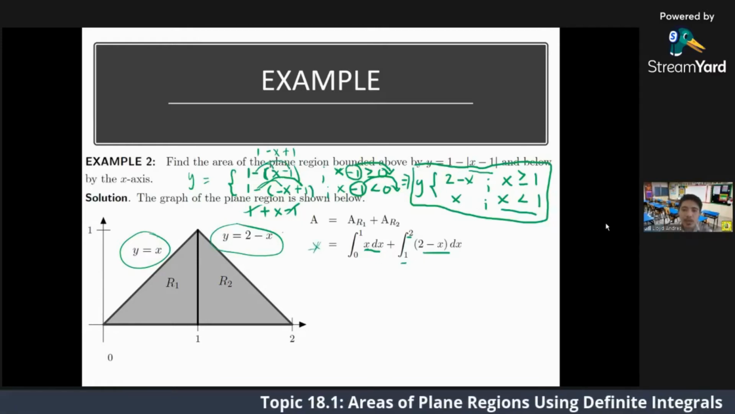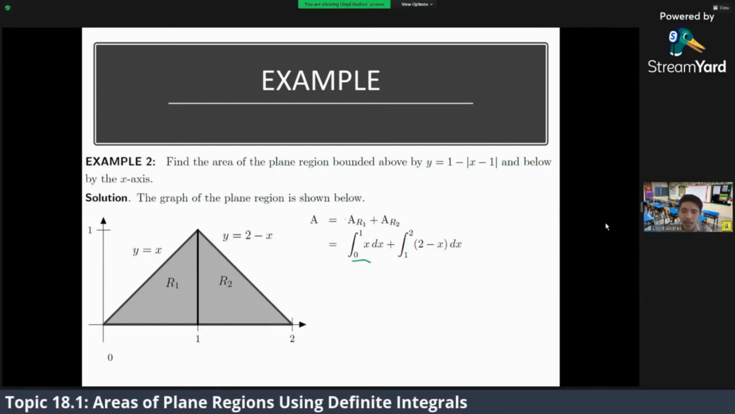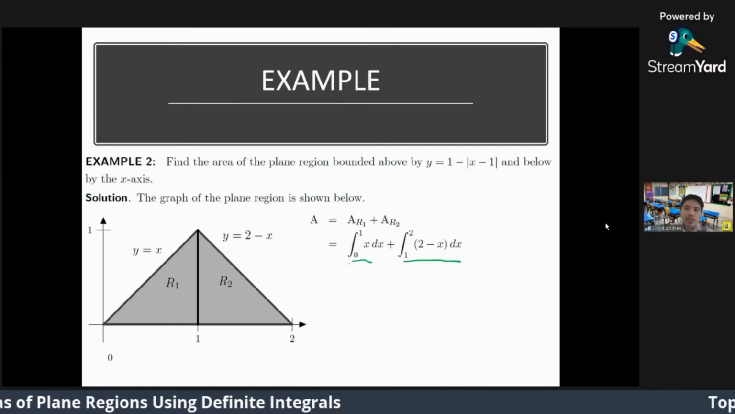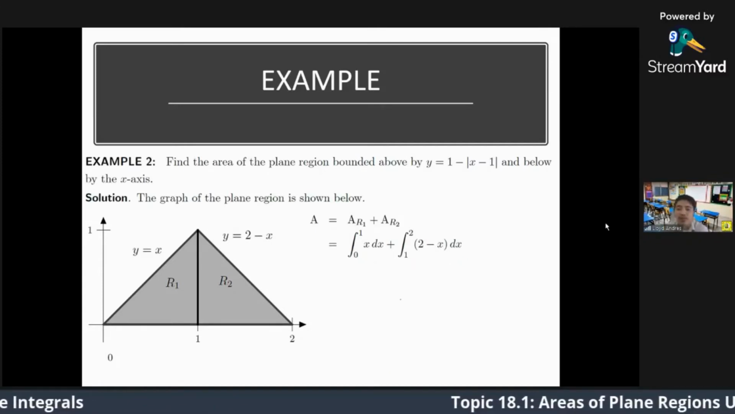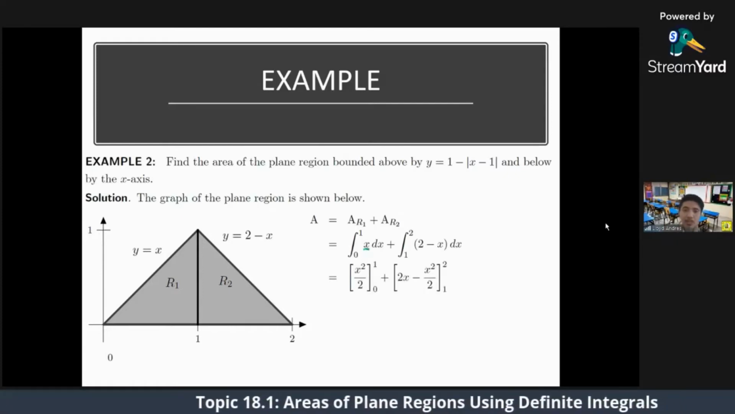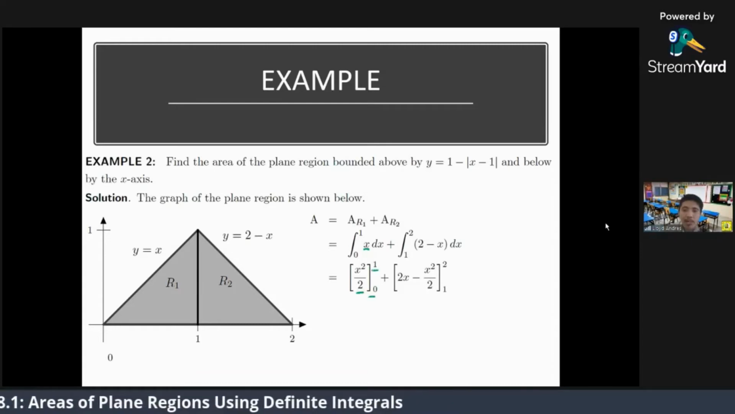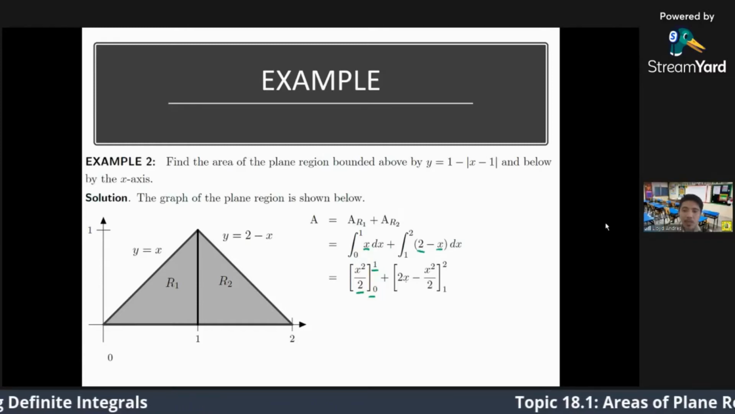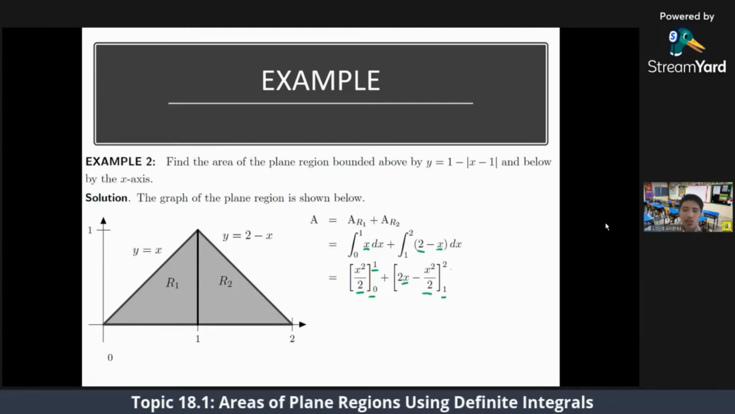Since we now have integrals, we can solve the integrals using the fundamental theorem of calculus. Integrating x becomes x squared over 2, with limits from 0 to 1, plus integrating 2 minus x, which becomes 2x minus x squared over 2, this time with limits from 1 to 2.